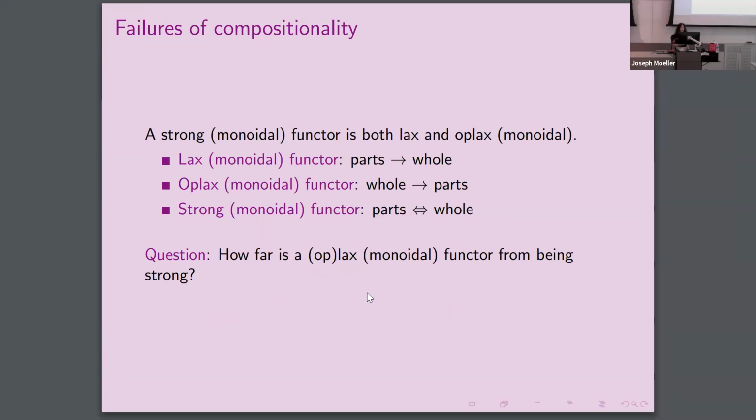So first of all, a strong functor is both lax and not lax, right? And if you look at the definition of the laxator, for the lax functor, for example, you could say that in a sense it describes a situation where you can go from parts to the whole. Not lax, the other way around. And in a strong functor, you have both directions, where one is the inverse of the other. So a natural question you can ask now is, how far is a not lax functor from being a strong monoidal functor? And this is a question that actually lots of people have been having for a while.